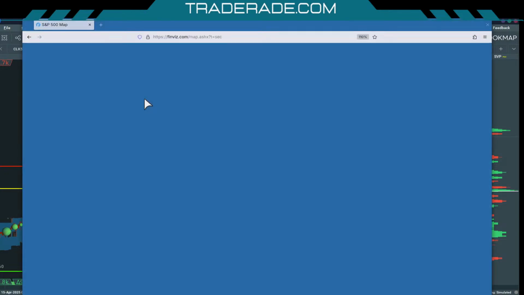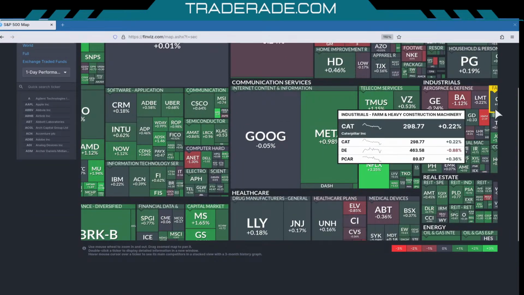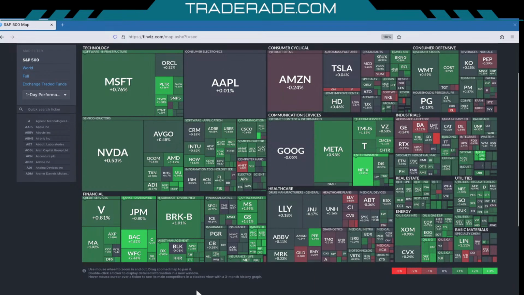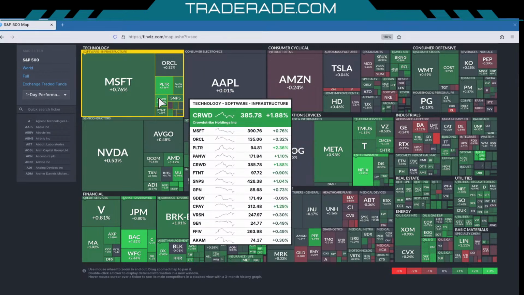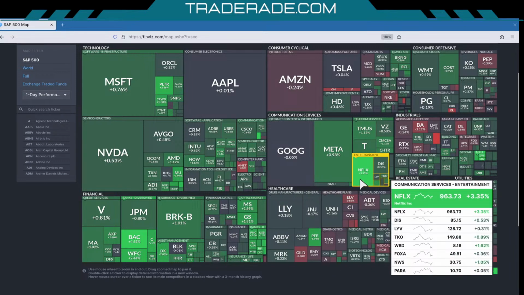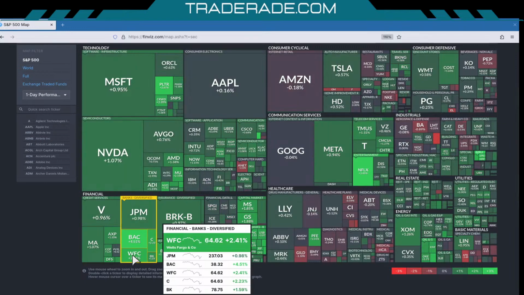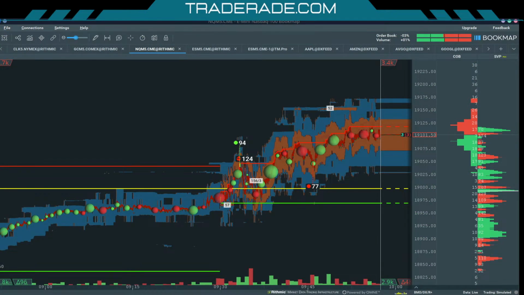You can see some of it in the heat map here too. I'm just going to pop this on screen for a moment just to show. This is the S&P 500 on screen. And we can see there is some of that interest building in tech and financials. You've got Palantir, for example, up 2.36% today. CrowdStrike up 1.88%. So you've got some interest building there. You've also got Netflix putting in a pretty nice jump there, up 3.35%. You got Bank of America up 4.62%. Wells Fargo up 2.41%. So that interest is building in some of the more high beta components of the market.